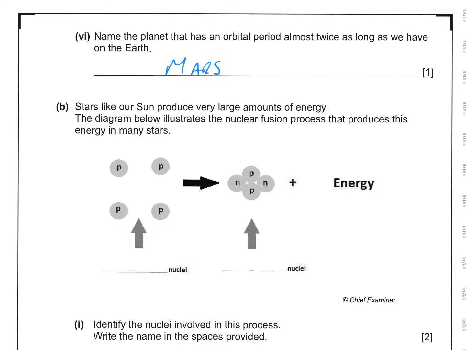Part B, stars, like our Sun, produce very large amounts of energy. The diagram below illustrates the nuclear fusion process that produces this energy in many stars. So in the first diagram, we're asked to identify these objects. We've got 4 separated protons here, and so we could describe those as hydrogen nuclei.